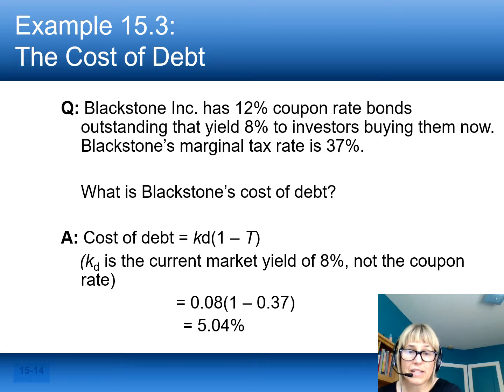Okay, so back to the calculation. So 8% times 1 minus 37% is 5.04%. So now we have the cost of debt. So that's how we work through the cost of debt.